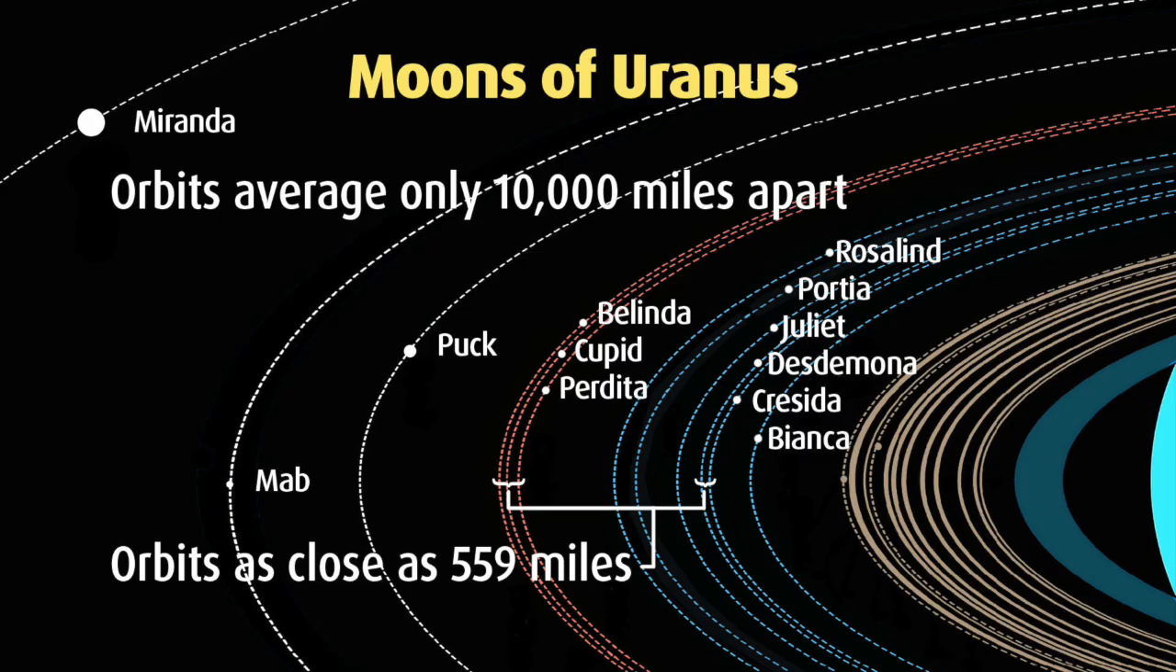But another interesting thing happens with the moons of Uranus. The orbits average only about 10,000 miles apart. Now that sounds like a lot on Earth, but in space, with objects that have gravity and that attract each other, that's not very much distance. And some of them are as close as only 559 miles apart. And the orbits are at different speeds. That's so close that they perturb each other's orbits every time they're near each other. That's too close to have coexisted for billions of years. But it is possible for a planet that's only thousands of years old.